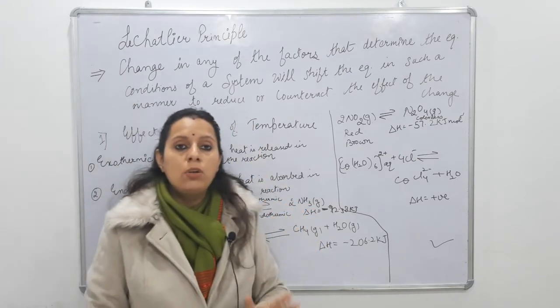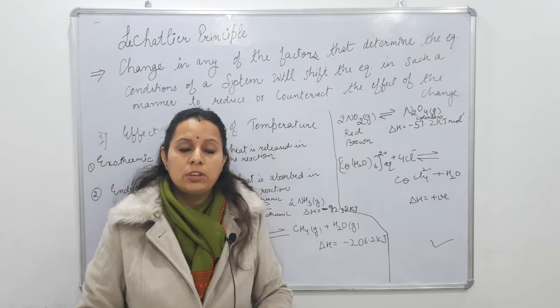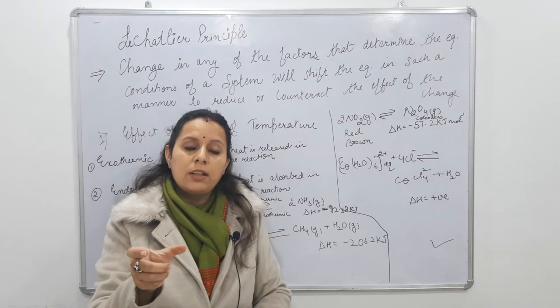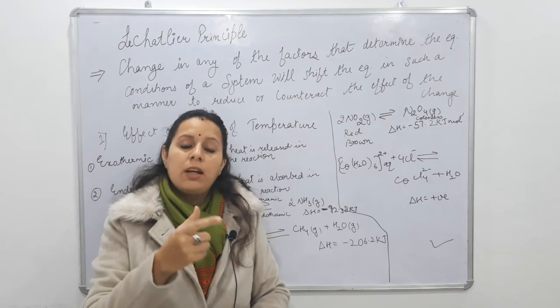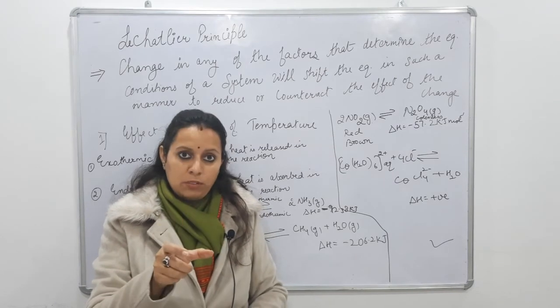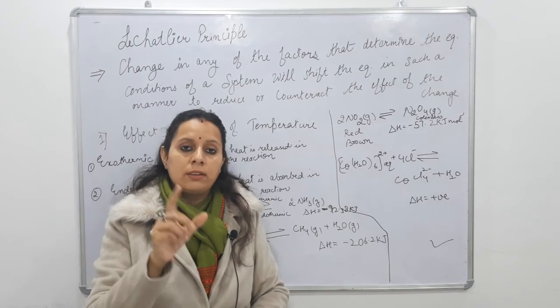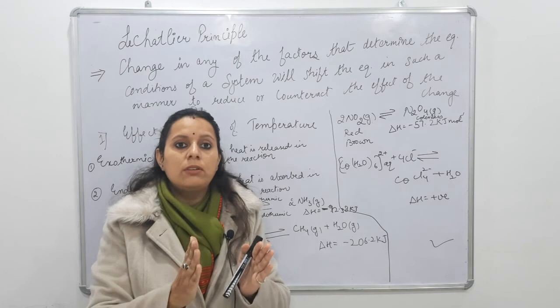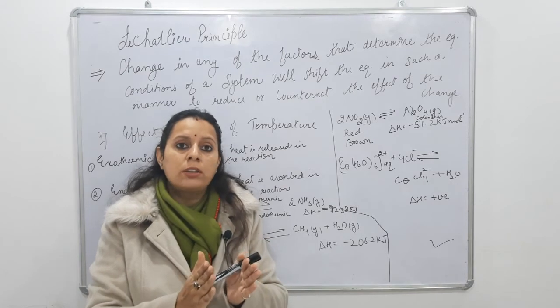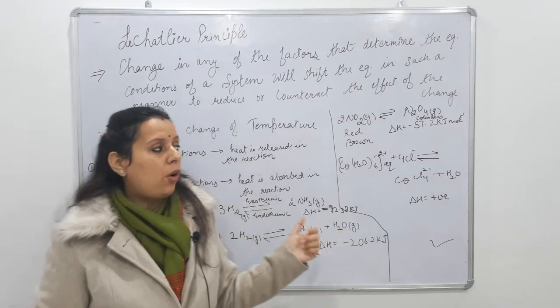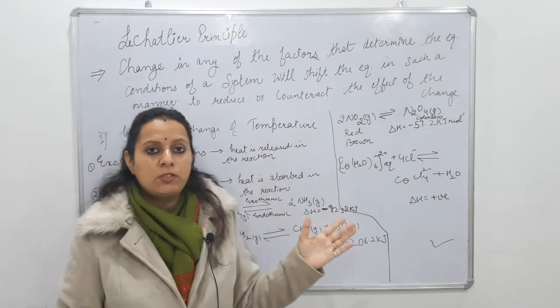If I conclude the effect of change of temperature: if you are increasing the temperature of the products, then the reaction will move backward. If you are increasing the temperature of the reactant, then the reaction will move forward. It means the equilibrium will always shift from higher temperature to lower temperature. That is all about the effect of change of temperature.